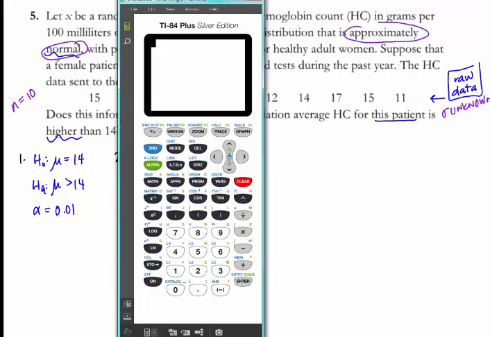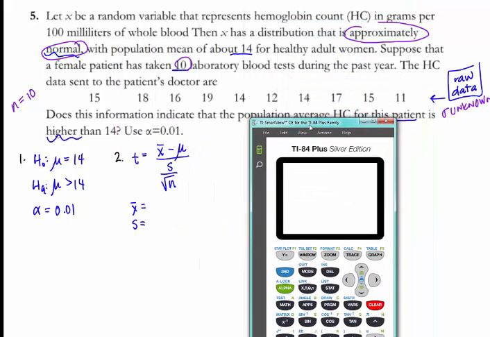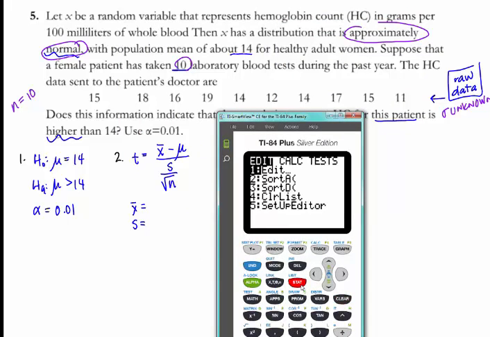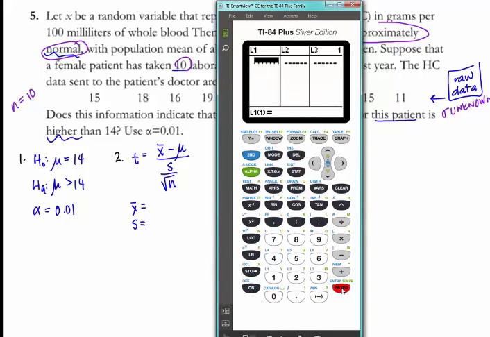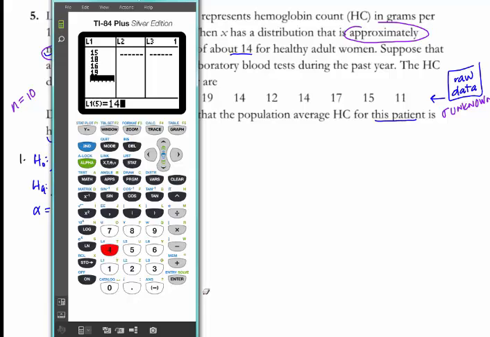We learned earlier this semester a way to calculate the mean and standard deviation by entering the data into the list by pressing stat and the first number, 1 edit. We can enter this information into the list. So there's 15 is one result, 18 is the next, then 16, then 19, then 14, 12, 14, 17, 15, and 11. Sure enough, that's 10 entries, and that was our sample size, so that's good news.